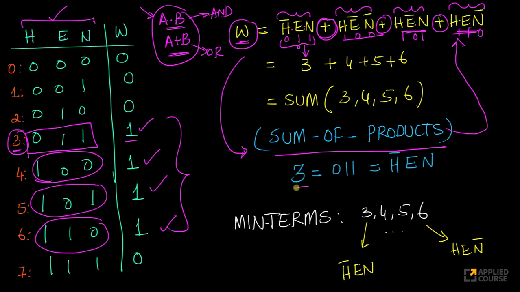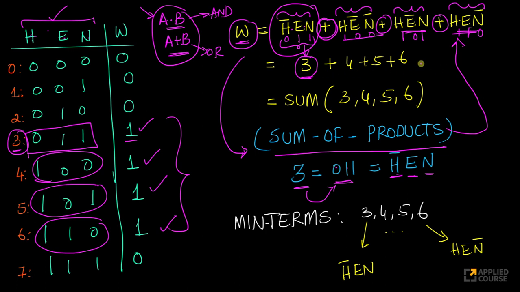Numeric 3 here, remember that numeric 3 is binary 0, 1, 1, and the first one corresponds to H, the second one corresponds to E, the third one corresponds to N. Because this is 0, you write it as H bar. Because this is 1, you write it as E. Because this is 1, you write it as N. So given a product term like this, you can represent it using a decimal number. Now you can write it as 3 plus 4 plus 5 plus 6. Please remember that this 3 is not the number 3. This is one way of representing this product term. This is not equal to 6 plus 5, 11, 11 plus 4, 15, 15 plus 3, 18. It's not that, okay?